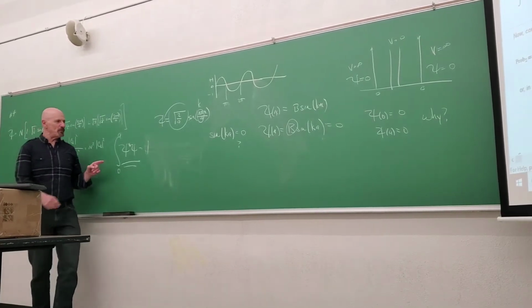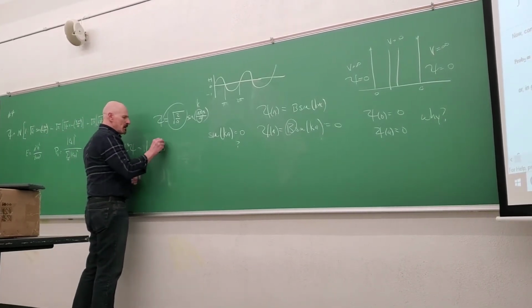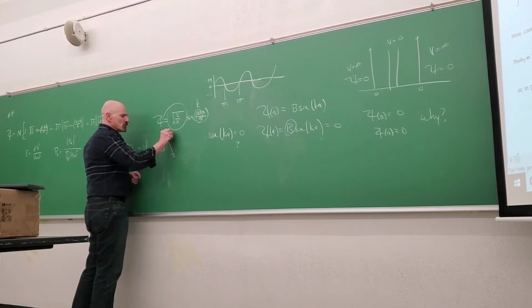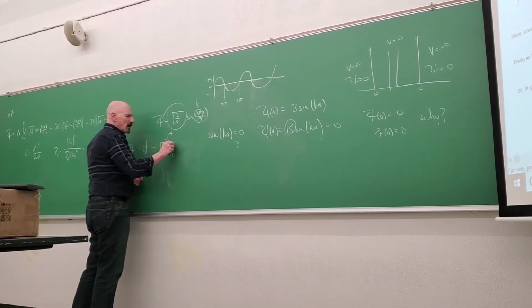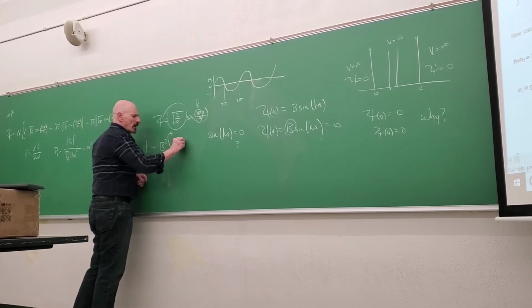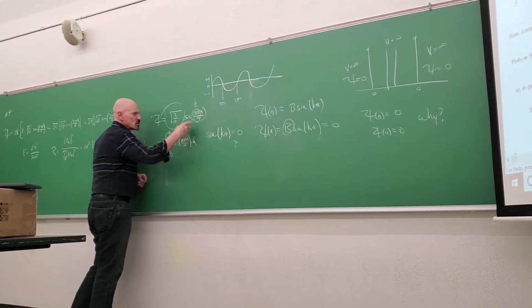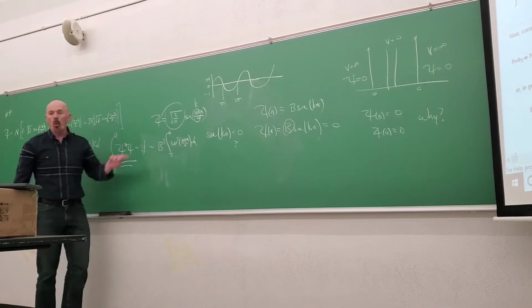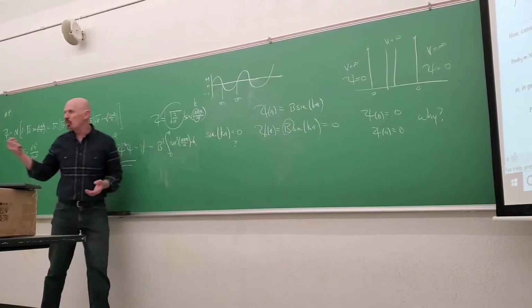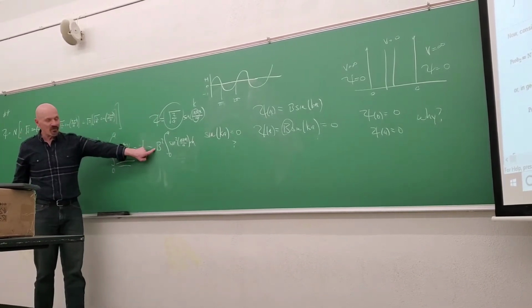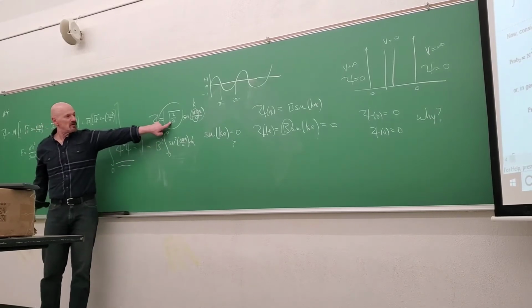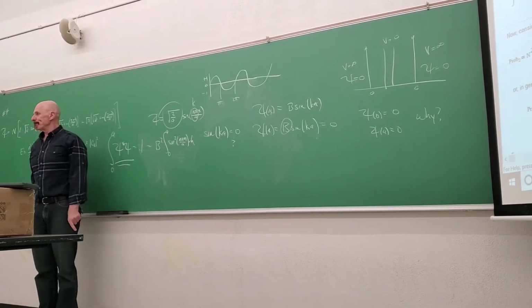When we do that, that becomes b squared integral from 0 to a of sine squared n pi x over a dx. In other words, you take that wave function and put it in there. When you do this and set it equal to 1, you find out the b value ends up being the square root of 2 over a.